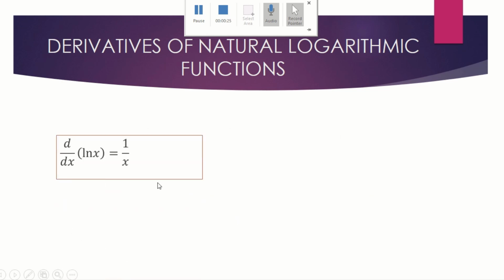For x greater than 0, the derivative formula for the natural logarithmic function ln x is given as d over dx of ln x is equal to 1 over x.